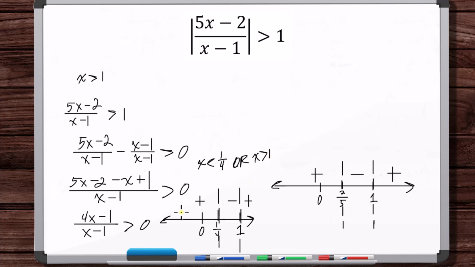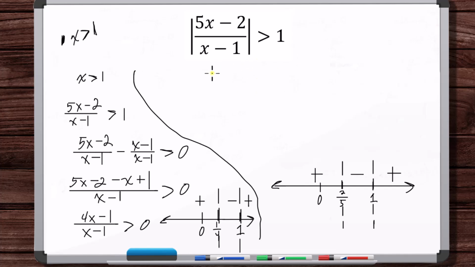All right, but we're not done, because where do these cross over? We're only analyzing when x is greater than 1. Well, x is less than 1/4, that's not within the region. So it's x is greater than 1. These are all solutions to this inequality.